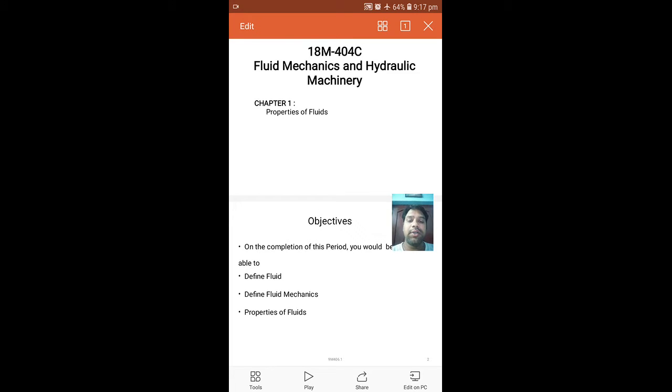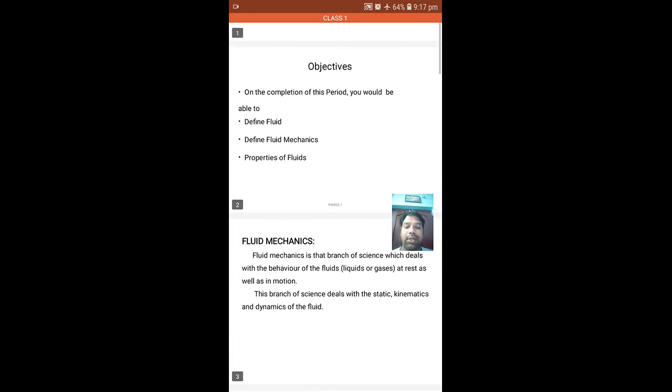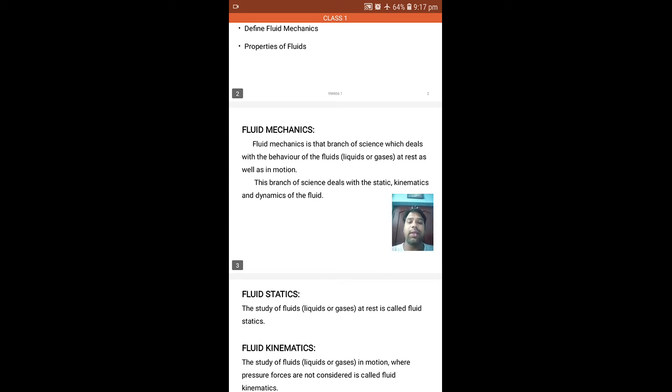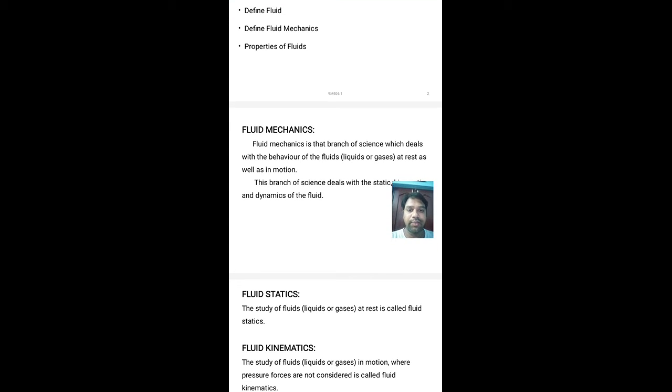Right, so on completion of this period, we will study these topics. First, fluid mechanics. What exactly is fluid mechanics? Fluid mechanics is that branch of science which deals with the behavior of fluids at rest position as well as in motion, right?